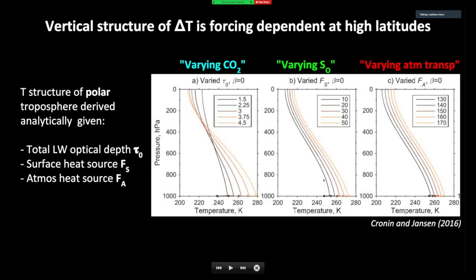However, if you vary the surface forcing, which you can think of as varying the solar constant or the ocean heat transport convergence, or the surface albedo, you get a bottom-heavy warming, but much less bottom-heavy than in the CO2 case. And if you vary the atmospheric heat transport convergence, you get, in this model, a vertically homogeneous temperature change, even though the model is very simple, so you wouldn't expect that in a natural GCM.